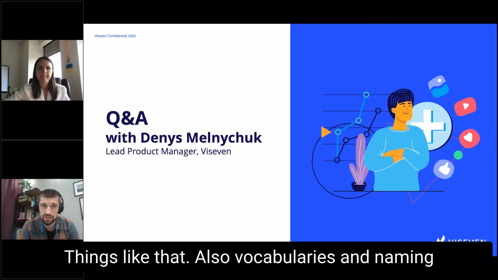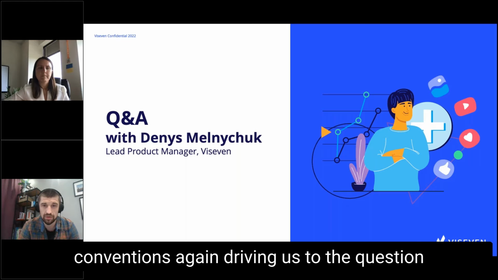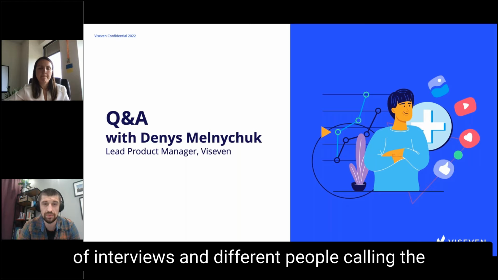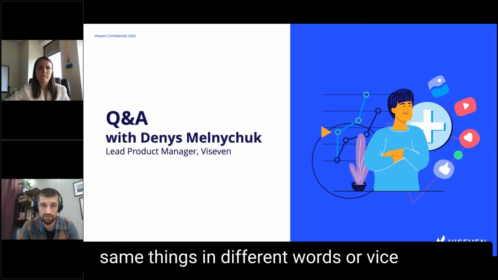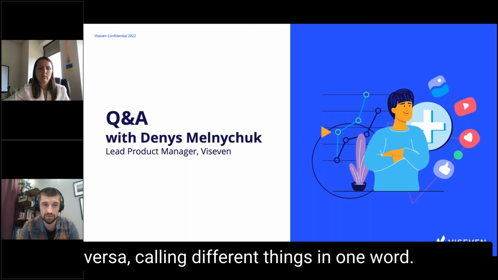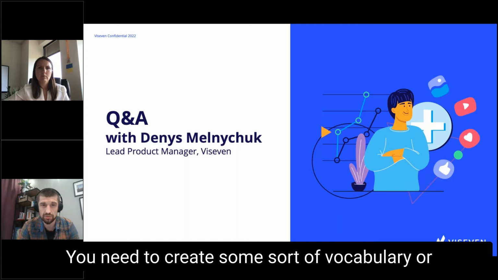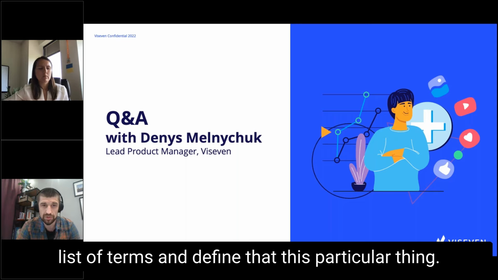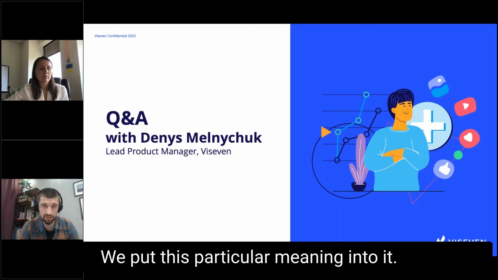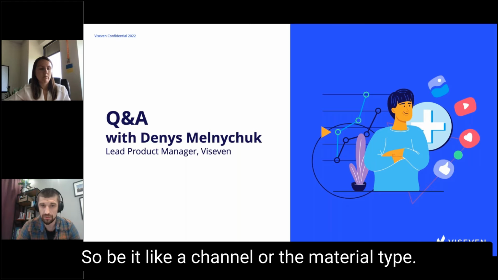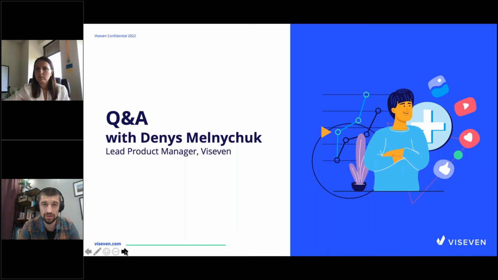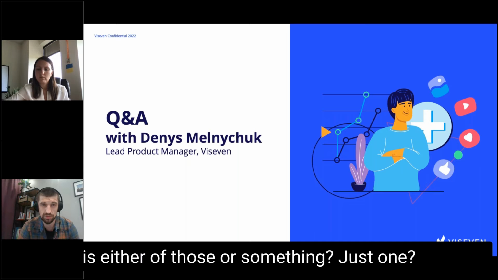Also, vocabularies and naming conventions, again, driving us to the question of interviews and different people calling the same things in different words, or vice versa, calling different things in one word. So you need to define things like that. You need to create some sort of vocabulary or list of terms and define that this particular thing, we put this particular meaning into it. So be it like a channel or like the material type. Would you like to say that email is either of those or just one?